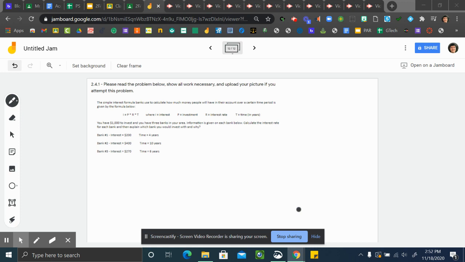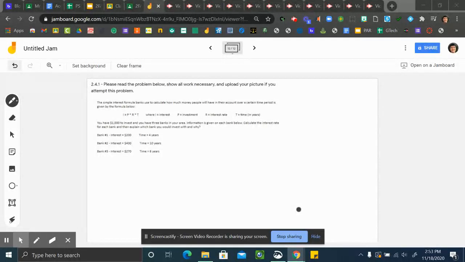241. Please read the problem below, show all work necessary, and upload your picture if you attempt this problem. The simple interest formula banks use to calculate how much money people will have in their account over a certain time period is given by the following formula. Interest equals principal times rate times time, where I is the interest, P is the investment or the amount that you put in, R is the interest rate, and T is time in years.